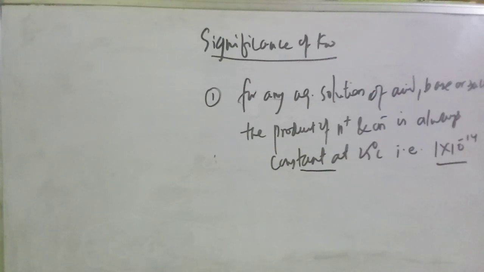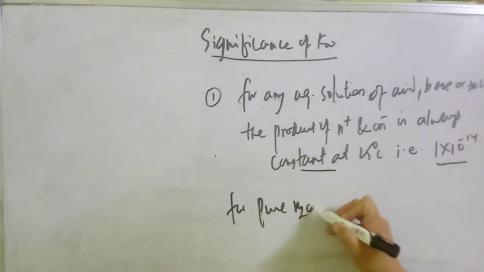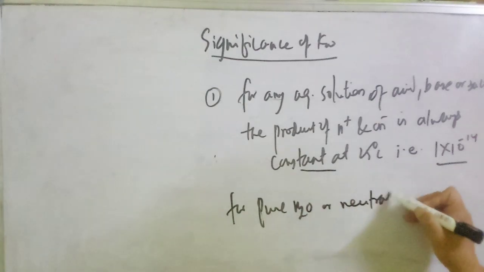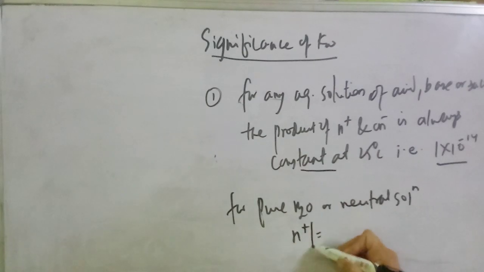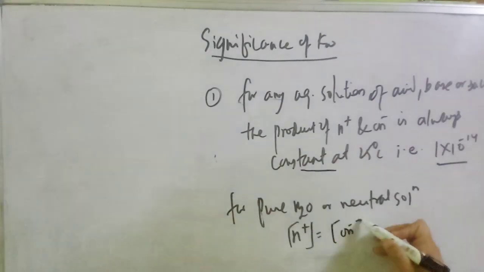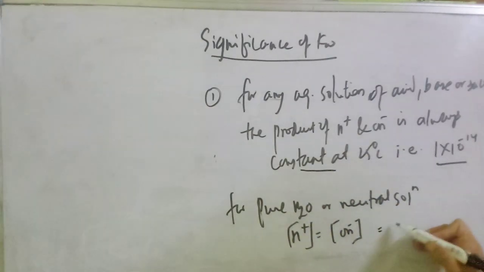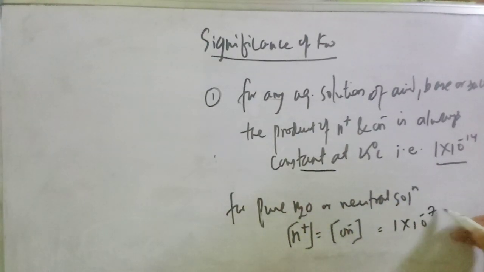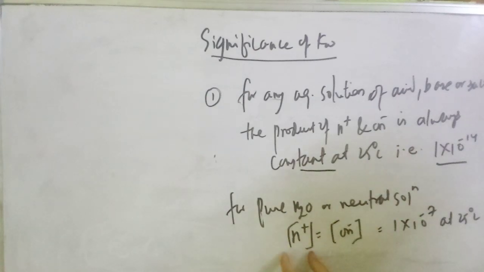And for pure water or a neutral solution, the H plus ion concentration is always equal to the hydroxide ion concentration. For pure water and for a neutral solution, that is equal to 1 into 10 to the power minus 7 at 25 degrees centigrade.